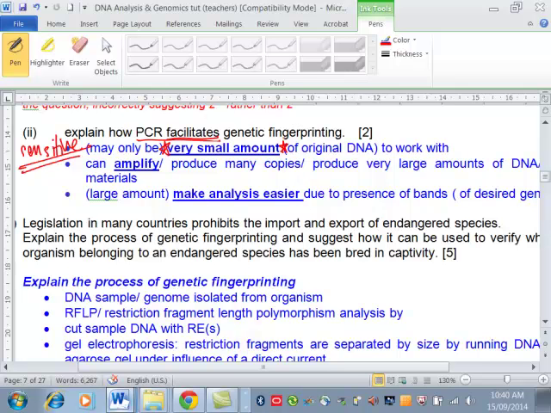Okay, so class, I want to see the word sensitive. Sensitive because it's very small amount. It can detect very small amount. And class, once it detects a very small amount, what does PCR do to that DNA? It can detect just one sequence. What will it do? Amplify. So the subsequent keyword is amplify. Make many copies, and that's how it makes analysis easier because the bands will be very visible. Okay? So 2 marks, any 2 of these points will be valid.